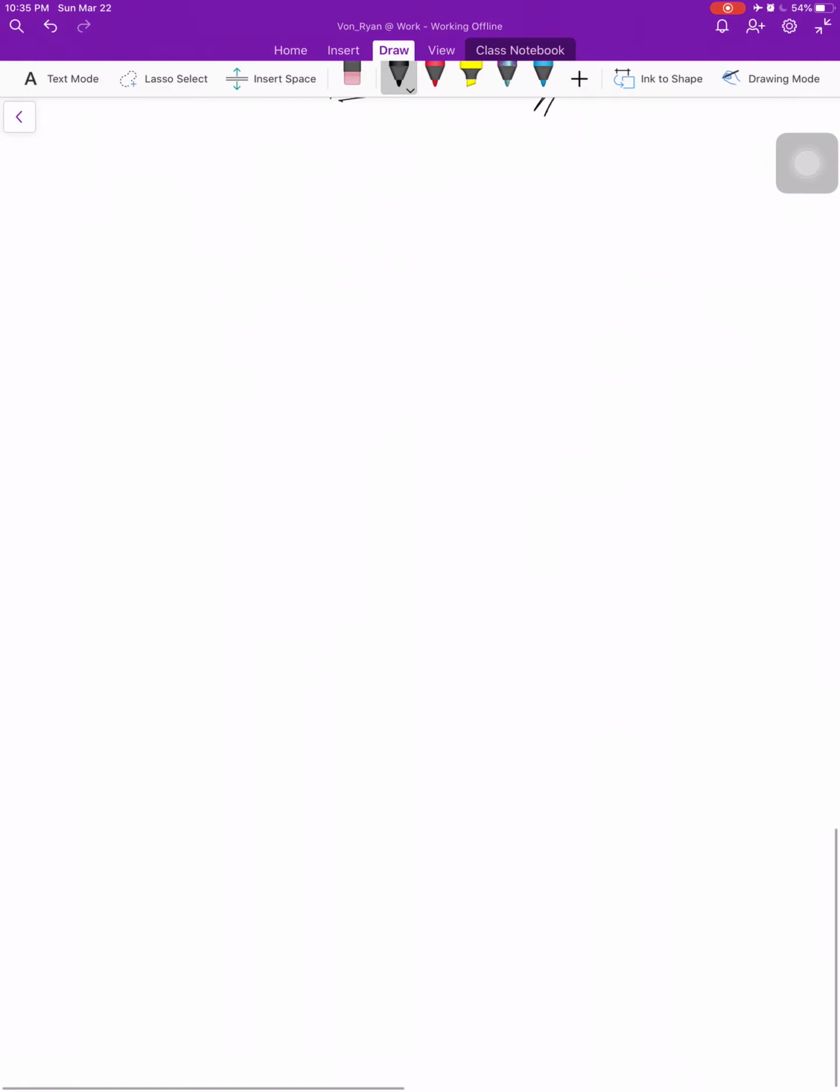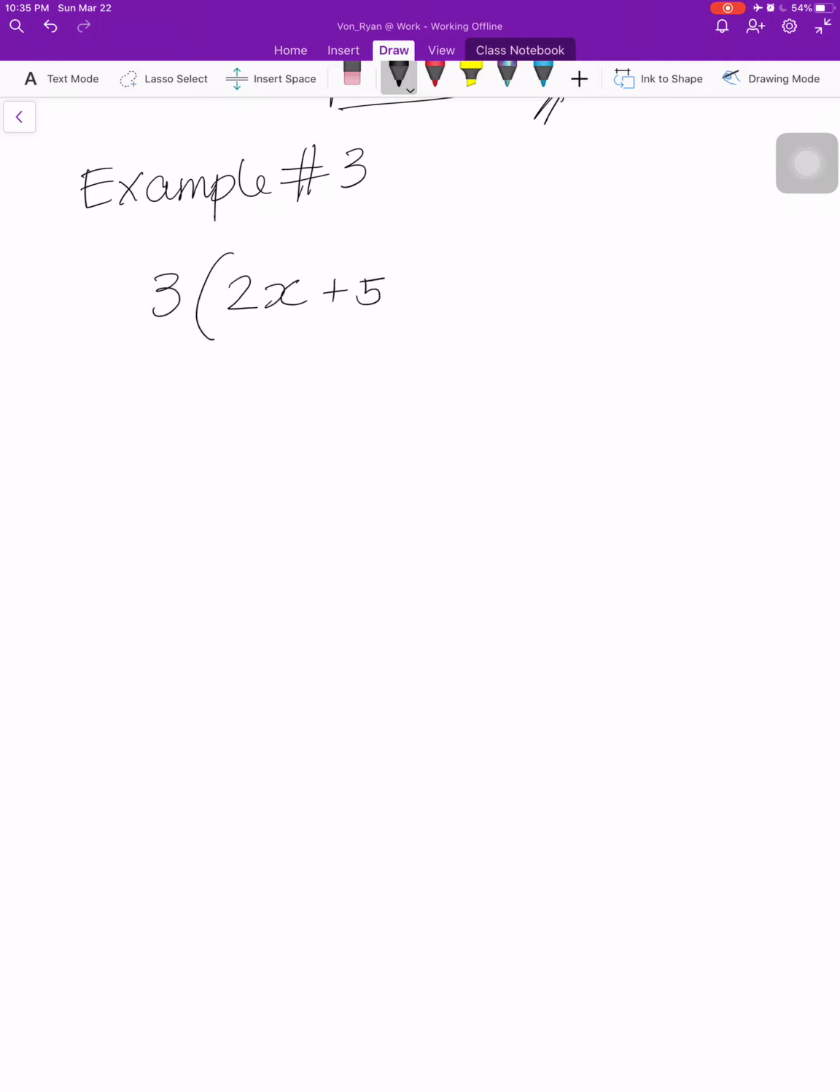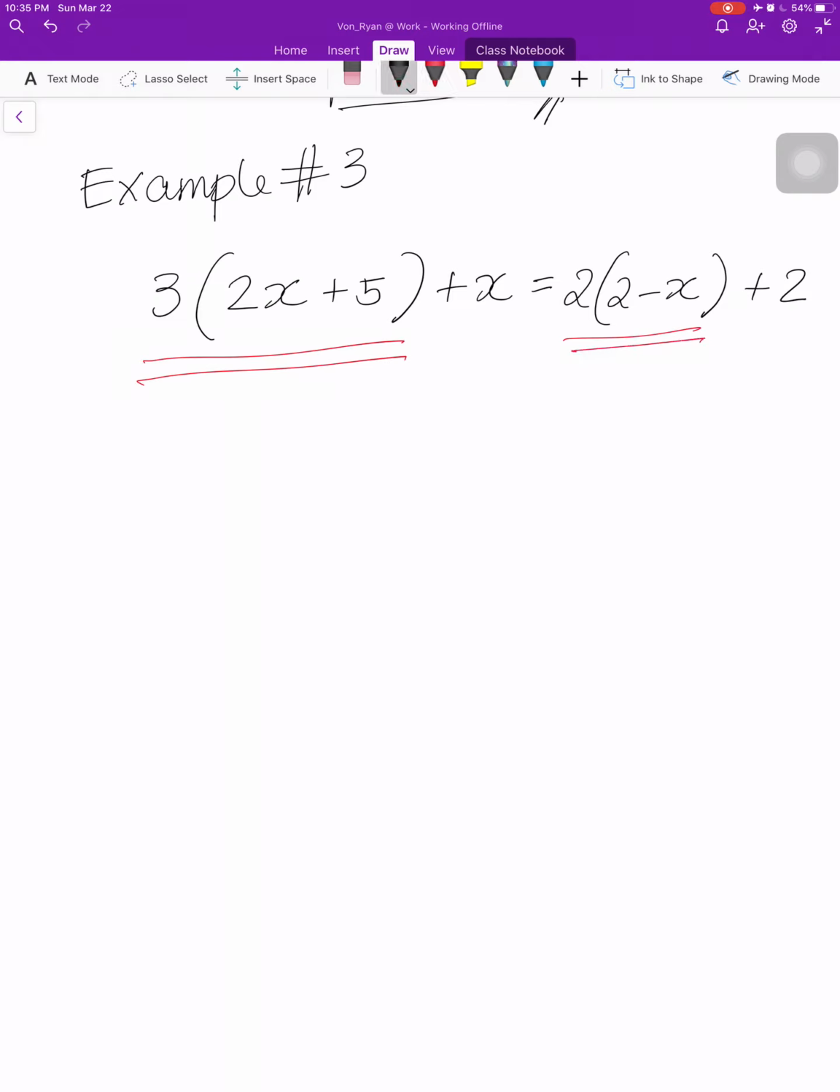Now let's look at another example which is a little bit complicated, but I'm pretty sure you'll manage. Okay, so it combines using brackets and the techniques that we learned so far. So suppose we have 3 times quantity 2x plus 5, plus x equals 2 times quantity 2 minus x, plus 2. Okay, now don't panic. You can manage this. All you need to do is work on it one at a time. So work with the bracketed expressions first.